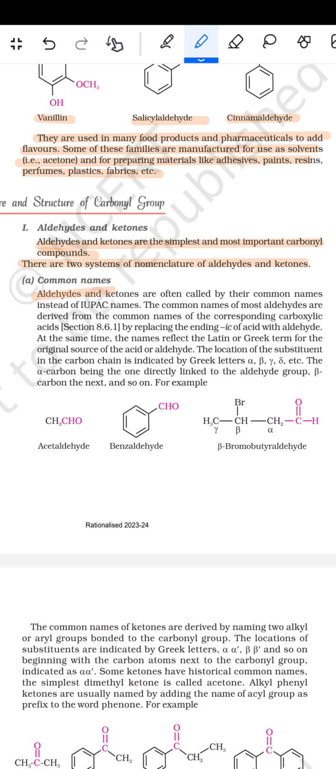First, common names. Aldehydes and ketones are often called by their common names instead of the IUPAC names. The common names of most aldehydes are derived from the common names of the corresponding carboxylic acids by replacing the ending oic of the acid with aldehyde. At the same time, the name reflects the Latin or the Greek term for the original source of the acid or the aldehyde. The location of the substituent in the carbon chain is indicated by the Greek letters alpha, beta, gamma, delta, etc. The alpha carbon is the only one directly linked to the aldehyde group, beta carbon the next, and so on. For example, acetaldehyde, then benzaldehyde and then beta-bromobutyraldehyde.